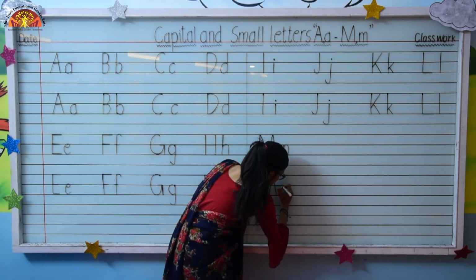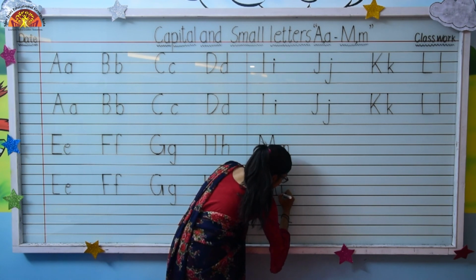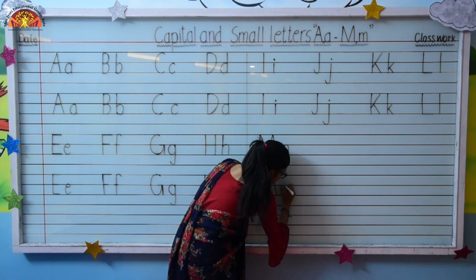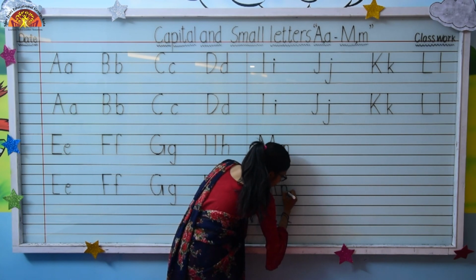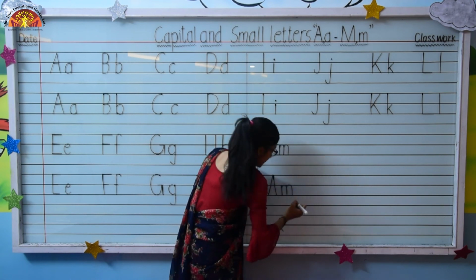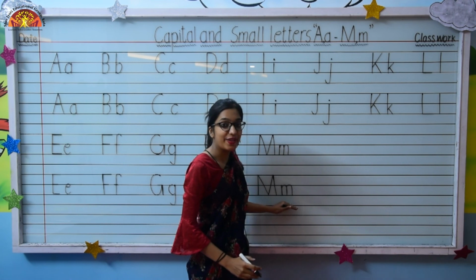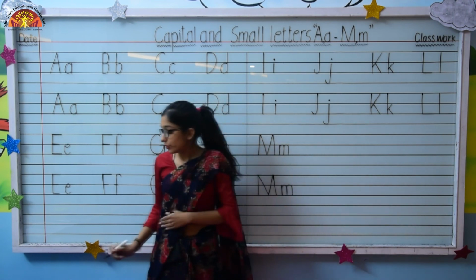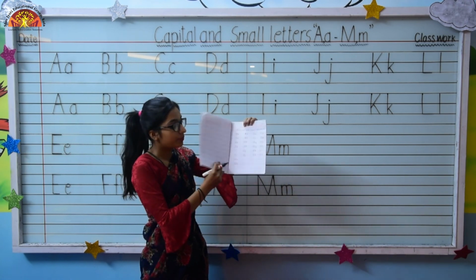So kids, small standing line, come from the same line, curve, again standing line, move with the same line, curve and standing line. Okay, this is small letter M. So kids, like this you have to do this work in your English practice notebook.